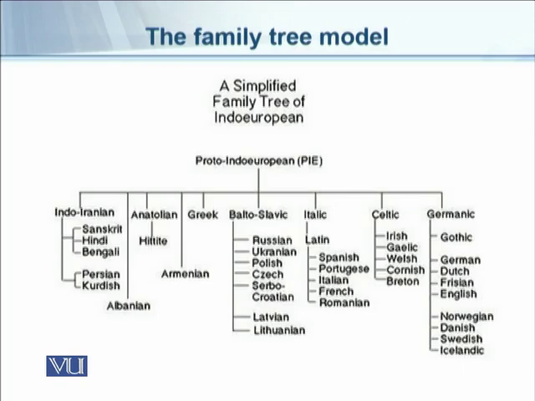Indo-Iranian: Sanskrit, Hindi, Bengali, Persian, Kurdish, they are from the same source. Anatolian, Hittite, Greek, similarly Baltic, Slavic, Italic, Celtic, Germanic. So if we come on to Germanic, we find Gothic, German, Dutch, Frisian, English, and other languages. So all these languages have a common source, which is known as Proto-Indo-European. This was found on the basis of their similarities in the verbs and in the structures.